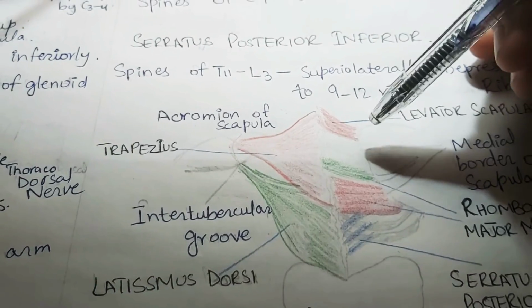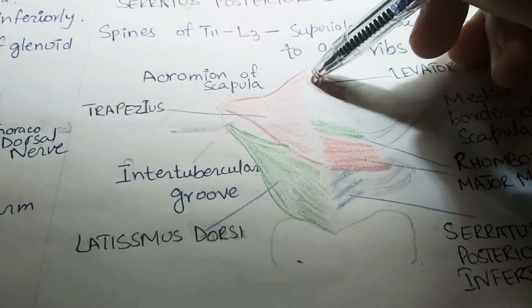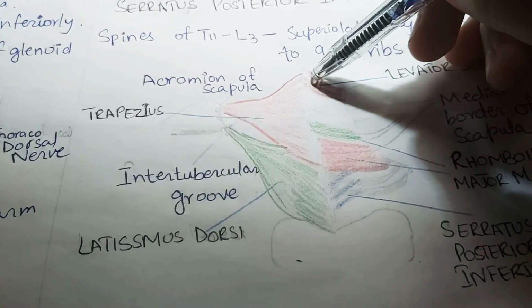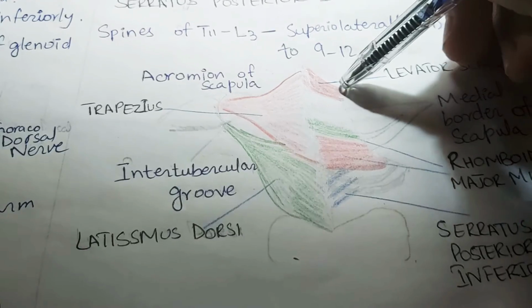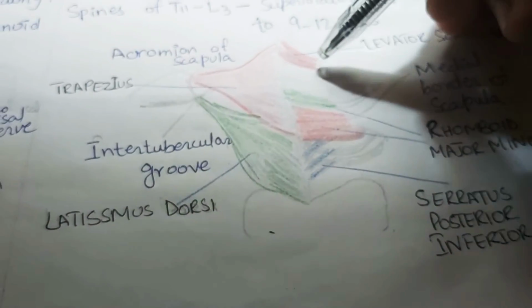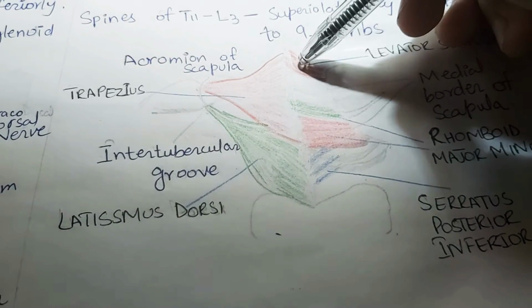Levator scapulae joins the transverse processes of C1 to C4 of the cervical region, that is, the lateral processes, to the medial border of the scapula. So obviously its contraction will retract or elevate the scapula upward.